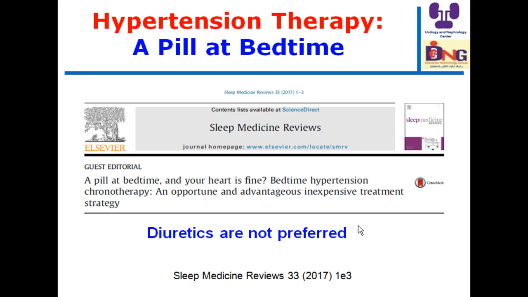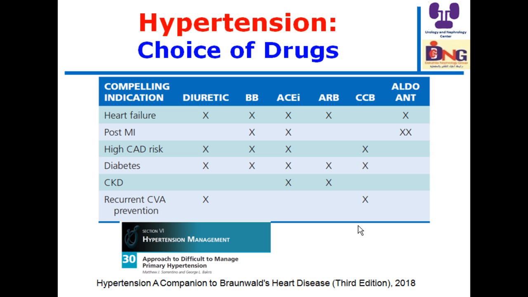If we go together to the compelling indications: if you have heart failure, the best drugs are diuretics, beta blockers, ACE inhibitors, ARBs, aldosterone antagonists. Post-myocardial infarction, beta blockers, ACE inhibitors, aldosterone antagonists. High coronary disease risk, diuretics, beta blockers, ACE inhibitors, calcium channel blockers. Diabetes, diuretics, beta blockers, ACE inhibitors, ARBs, calcium channel blockers. CKD, ACE inhibitors or ARBs. Recurrent CVA, diuretics, ACE inhibitors. So according to the patient situation, we may select the proper drug.